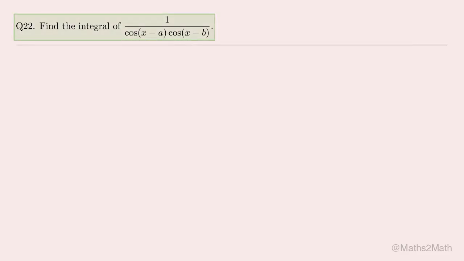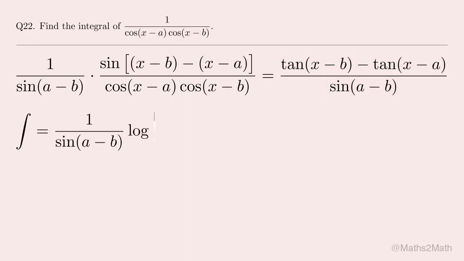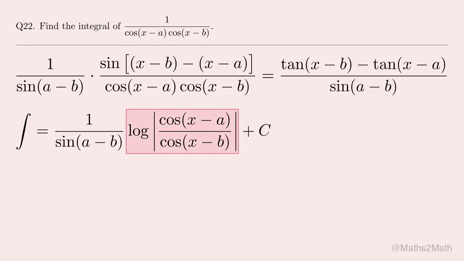Question 22. Two shifted cosines below, the sine of the shift difference unlocks it. Multiply and divide by sine of a minus b. Sine of a minus b expands as sine of the difference of the two shifted angles, splitting the fraction into two tangents. Each tangent integrates to a log of cosine, combine into one log ratio.